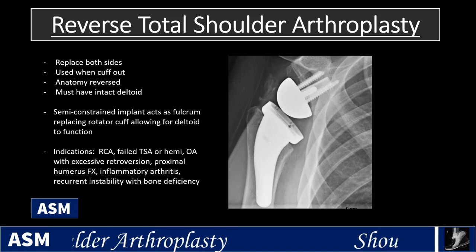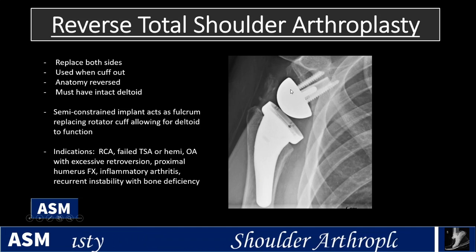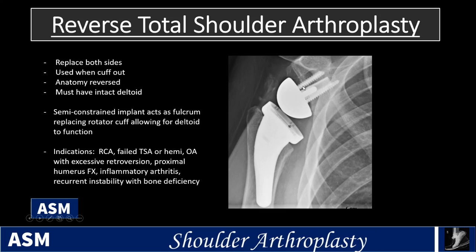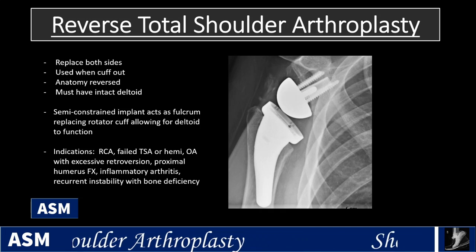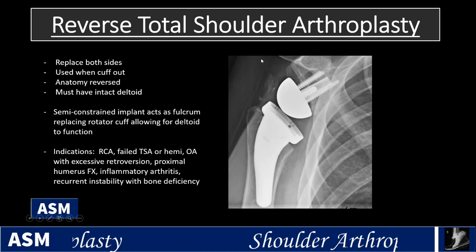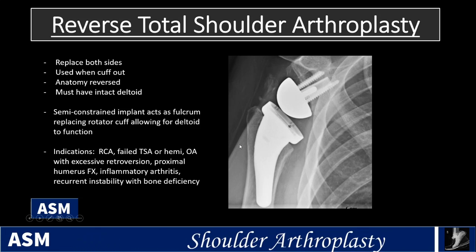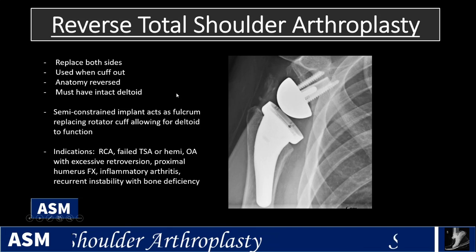Finally, we have the reverse total shoulder arthroplasty. Again, we're replacing both sides. The reverse is commonly used when the rotator cuff is out. The anatomy is reversed. So now the ball is the glenoid and the socket is the humerus. In order for this to work, you must have an intact deltoid, because the deltoid is what's going to allow this shoulder to regain function.